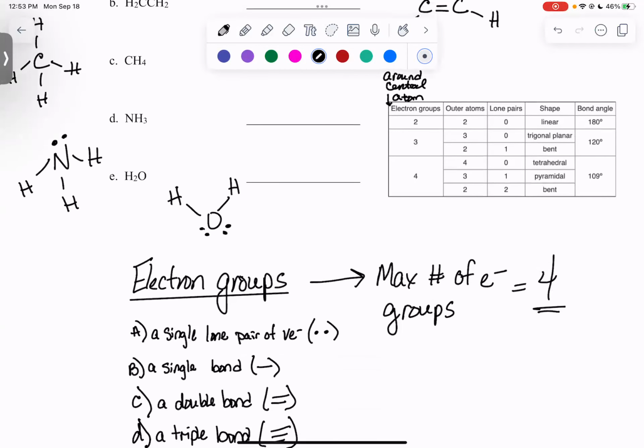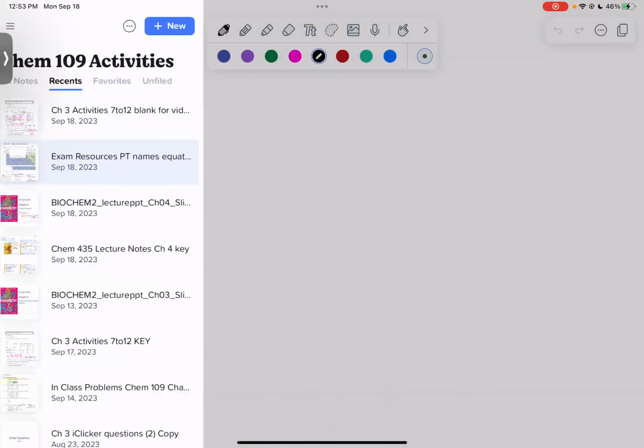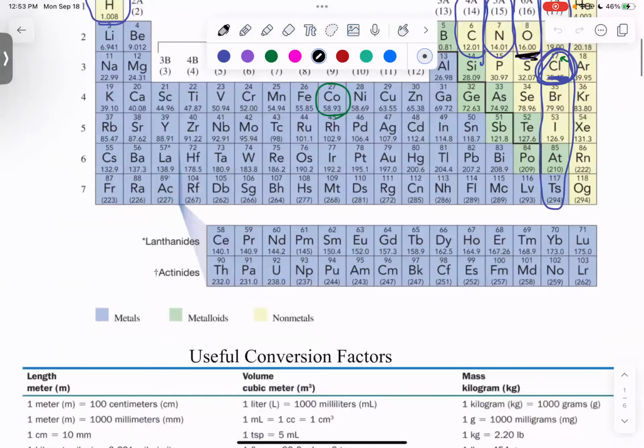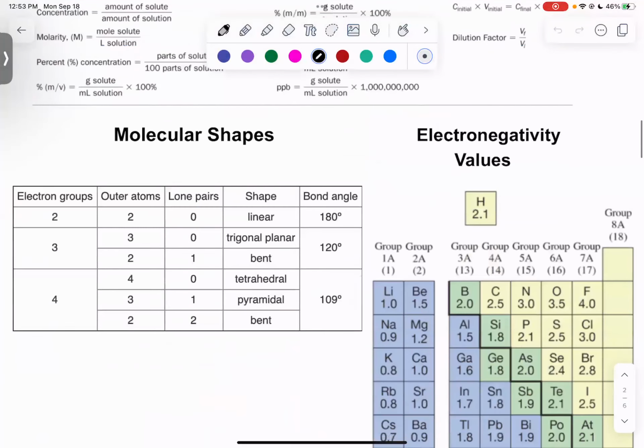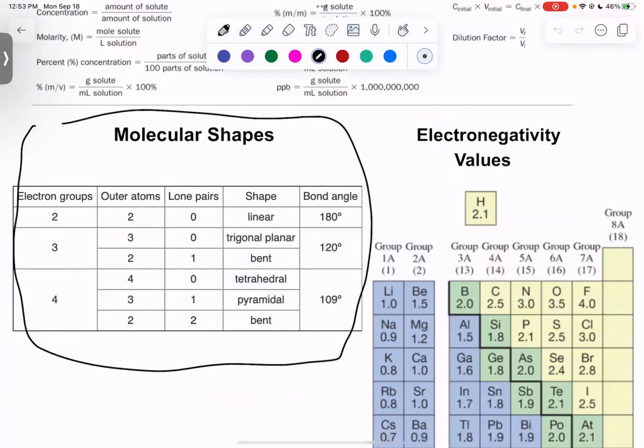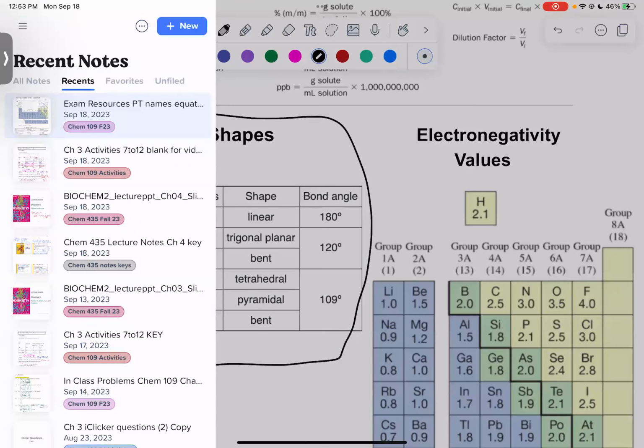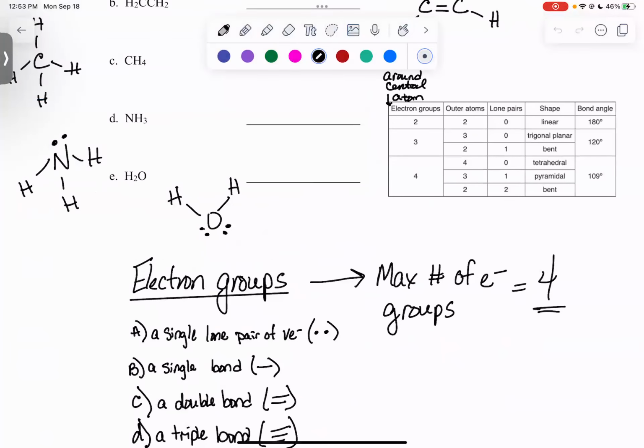For this, you need to know your best friend. Your best friend has this little table here, and I'm going to show you real quick. Here you have this table right here, molecular shapes. I'm going to switch back because I have it copied and pasted in on mine. You can use this table to find the shape of any molecule. All you have to know are the definitions for each of the columns.